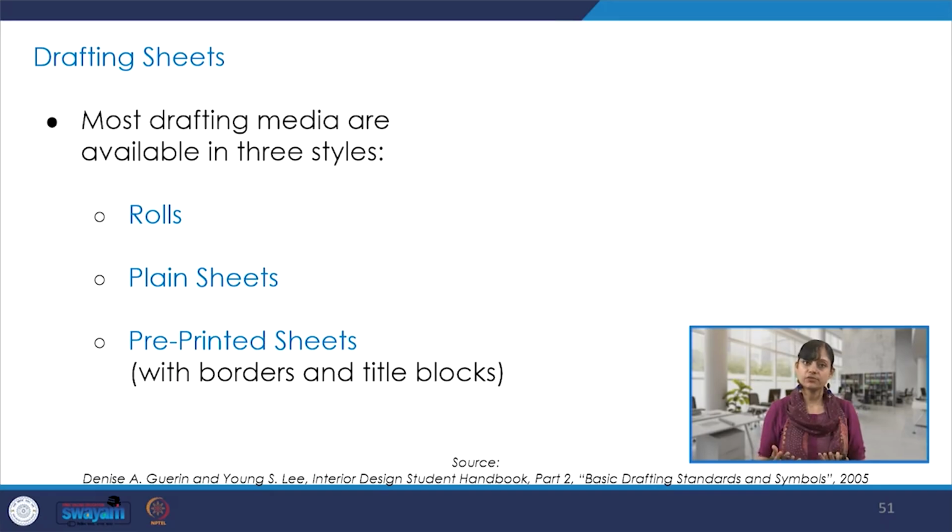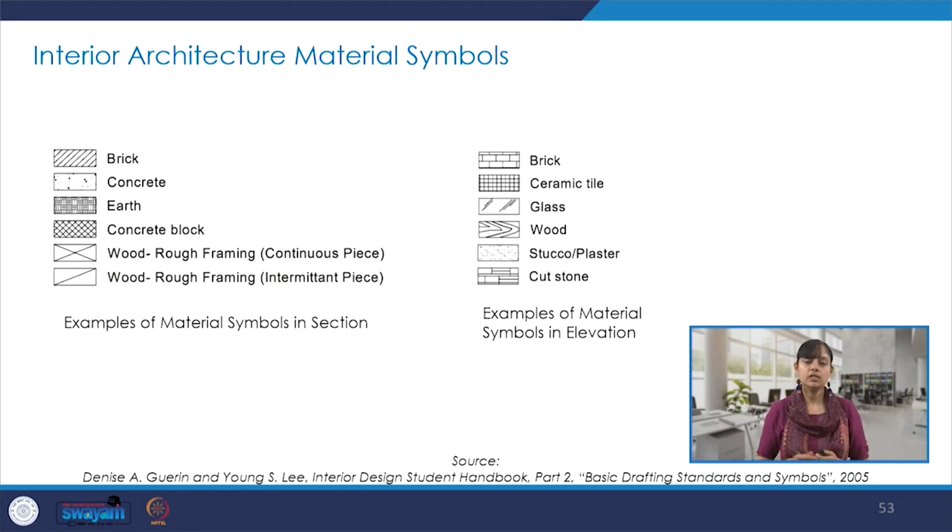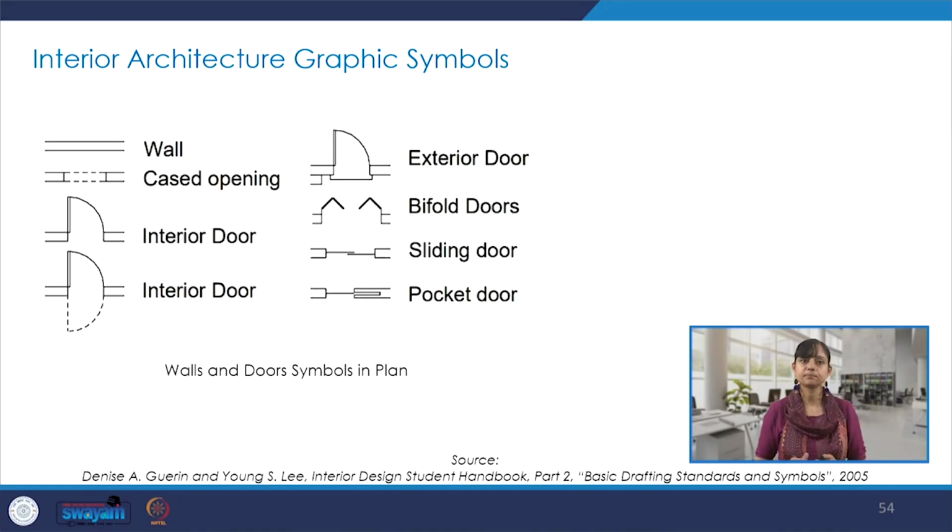Then, different kinds of drafting sheets, what all are the available styles. We also saw different kinds of signs, symbols, notations, dimension methods. We tried to understand what are different types of lines and what do they represent when we use them on drawings. So all these kinds of classifications within the line typology. These are interior architecture material symbols, some of the material symbols that we saw both in section and elevation, and how can we represent a brick or a concrete block or stucco or plaster, all of these.